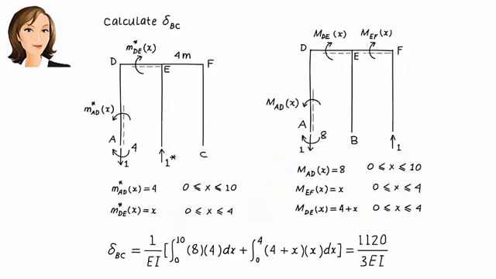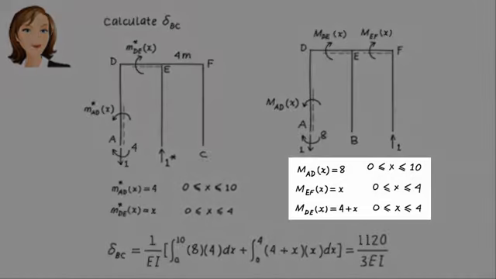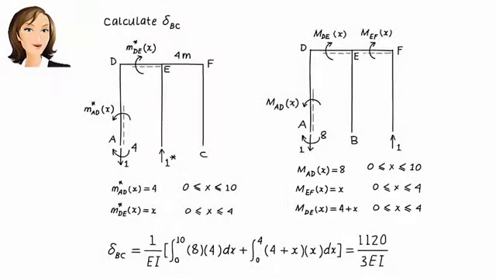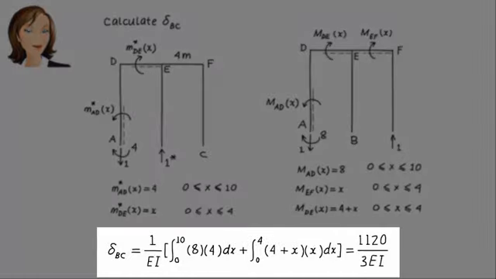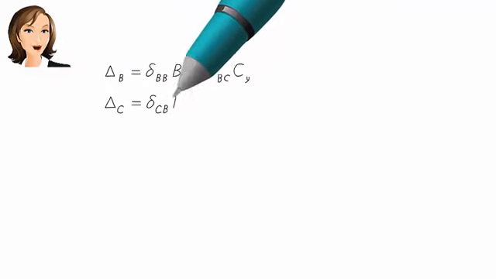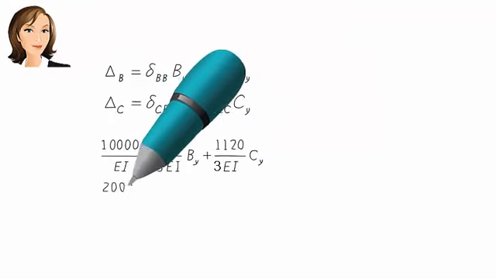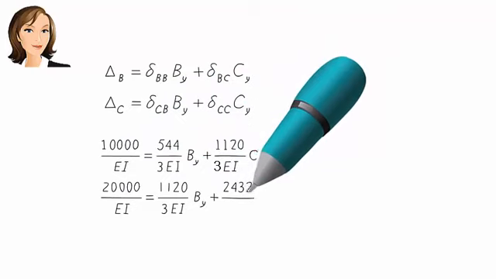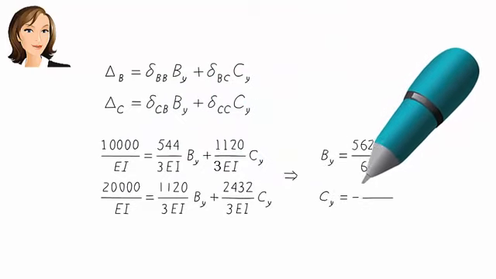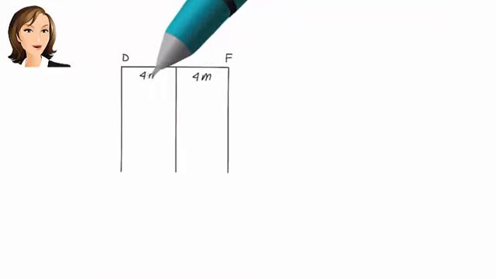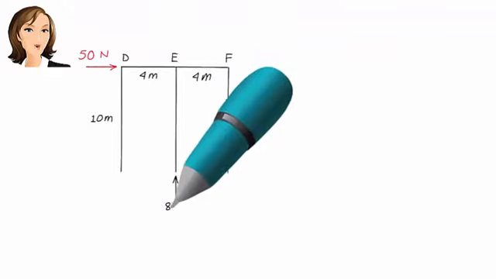So what we referred to as M when calculating delta CB becomes M star here, and the M star we used for delta CB becomes M here. Not surprisingly, delta BC equals delta CB. Now we can write our compatibility equations and solve them for the redundant forces. The remaining unknown reaction forces, there are 3 of them, can now be calculated easily using the equilibrium equations.